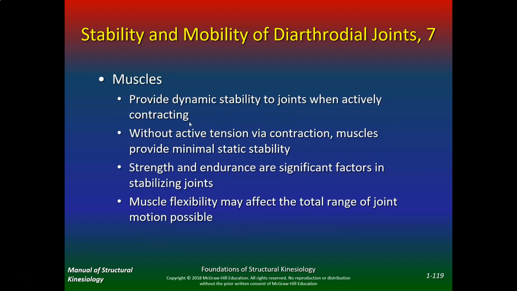Muscles, of course, provide dynamic stability to joints when actively contracting. Without active tension via contraction, muscles provide minimal static stability, so we need them to contract. Strength and endurance are significant factors in stabilizing joints. And muscle flexibility may affect the total range of joint motion possible.